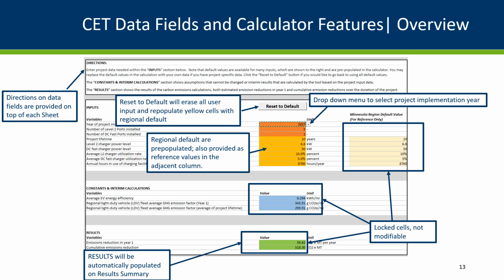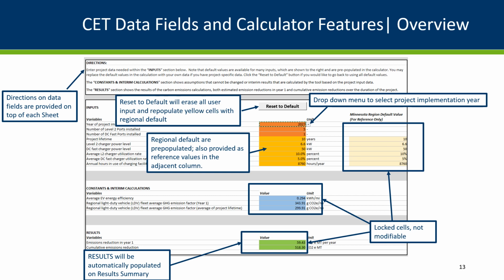Next, let's take a look at a typical project tab. At the top, we have instructions on how to use the tab. Below, we have the input section where project-specific data must be input. Orange cells require user input for the calculator to function, whereas yellow cells can use the regional default or project-specific input if known. When changed, you can reset to the defaults by clicking the button at the top. It says Reset to Default.